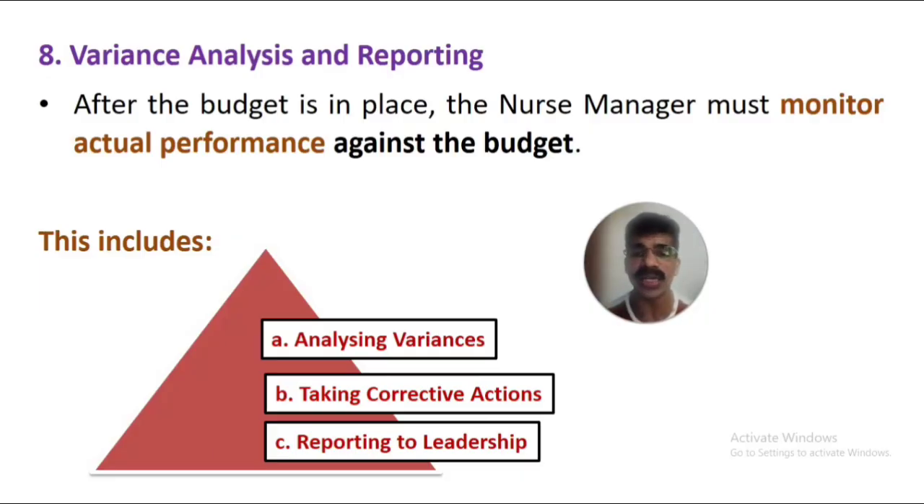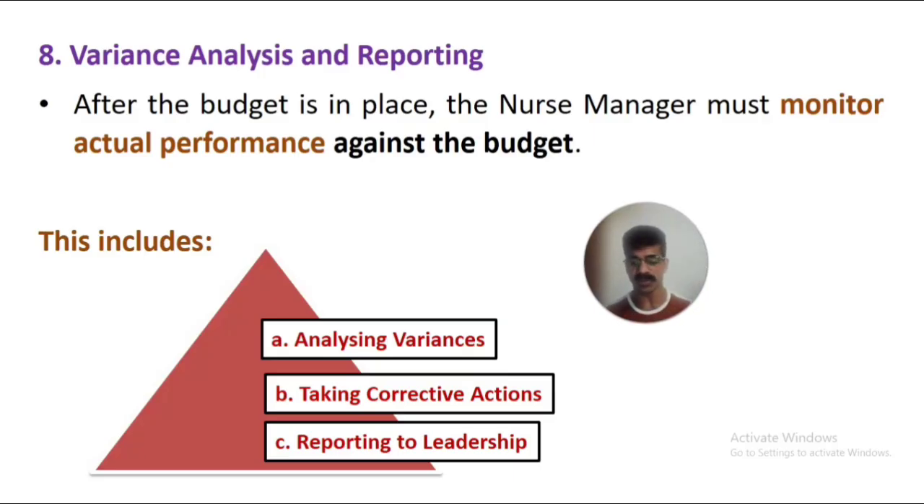So that has to be periodically monitored. It is the responsibility of the nurse manager, nursing superintendent, or ward in charge to monitor the actual performance of the budget against the proposed or estimated budget. This includes, one, analyzing the different variances or factors. Second, taking corrective actions based on the variances. And last, reporting to the higher authority or to the leadership.